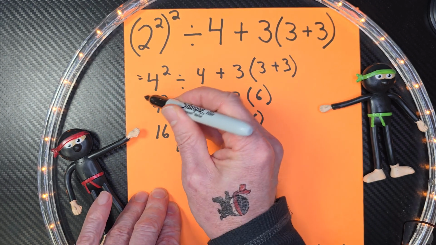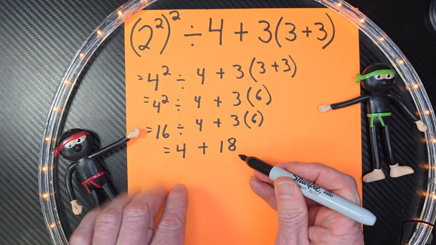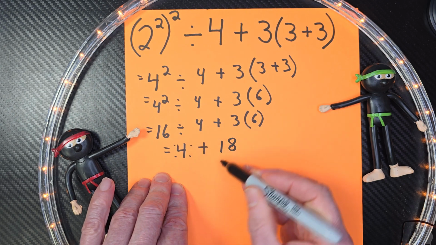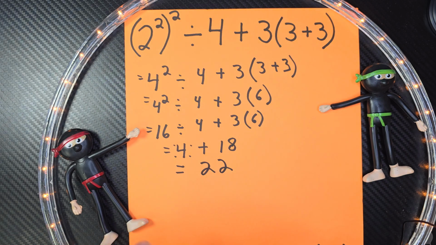All right, I'm just going to go ahead and put little equal signs right there. Now, what is 18 plus 4? 18, 19, 20, 21, 22. Our answer is 22. How'd you guys do?